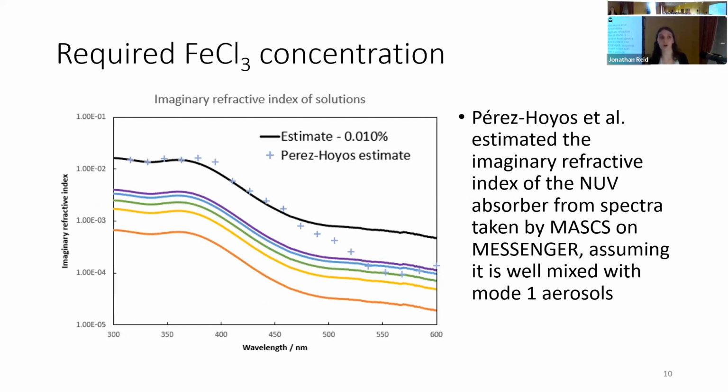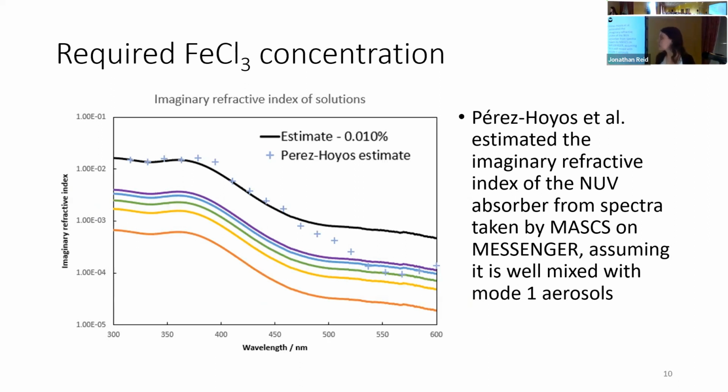So the MESSENGER spacecraft took some spectra when it did a flyby of Venus on its way to Mercury, which is what the M stands for in MESSENGER. And the best estimate we have for the imaginary refractive index of the absorber based on the MESSENGER data, assuming it is mixed with the mode 1, you've remembered the cloud modes, so this is the smallest size of the cloud particles, gives you these crosses.